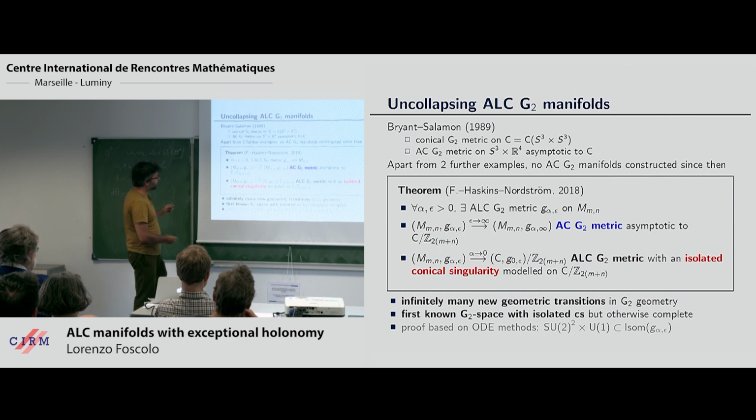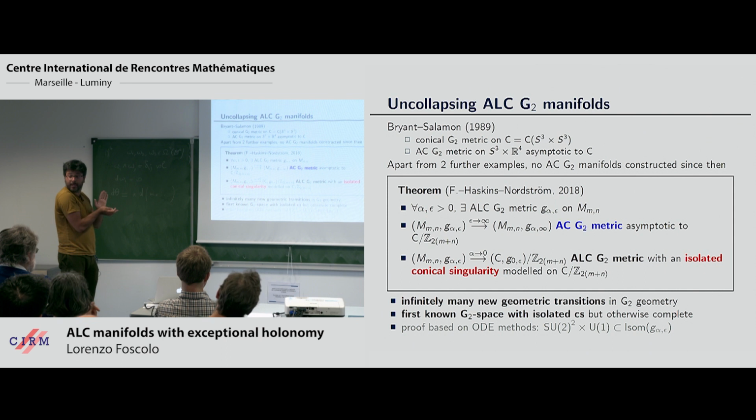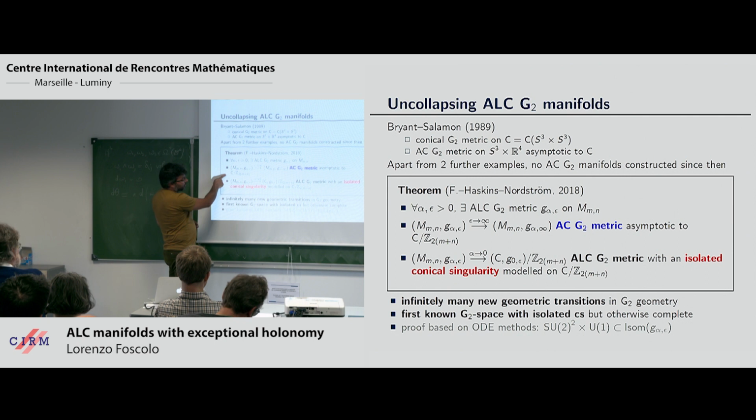Otherwise, by scaling, you have this family where the circle is growing. You rescale so that the circle is fixed, and something bad is happening in the interior. So alpha is going to zero, and you get some ALC metric, perfectly nice at infinity. But in the interior, there's an isolated conical singularity. And of course, as you would expect, the tangent cone at infinity for the asymptotically conical one matches the tangent cone at the singularity for the conically singular one.